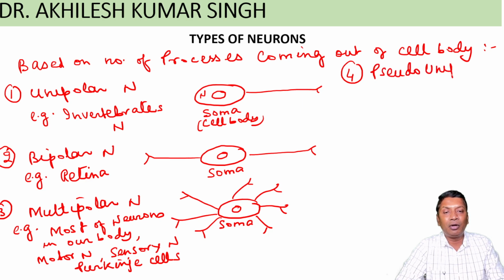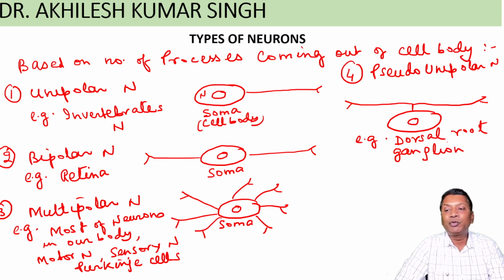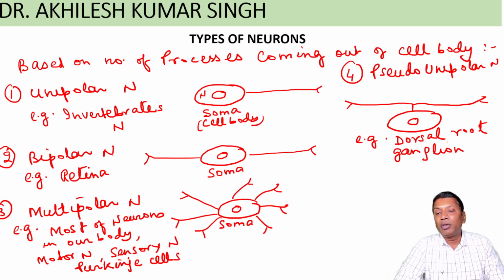In this neuron, one process will come out from the cell body, and it will give the appearance that two processes are coming out from the cell body. So this is called as pseudo-unipolar neurons. And the pseudo-unipolar neurons are present in the dorsal root ganglion. So the dorsal root ganglion has the pseudo-unipolar neurons.